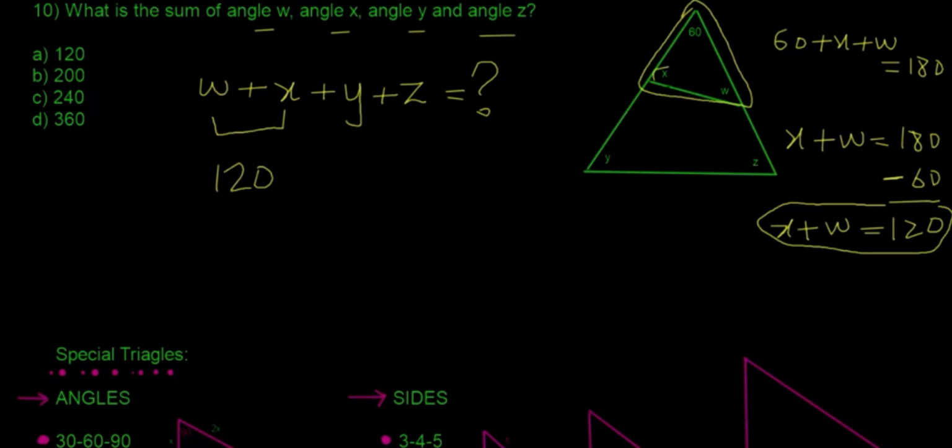You can assume that this is 60 and this is 60. Clearly, w and x don't look like they're equal to each other, but no problem. Even if you assume it, it wouldn't make a difference in this particular question.